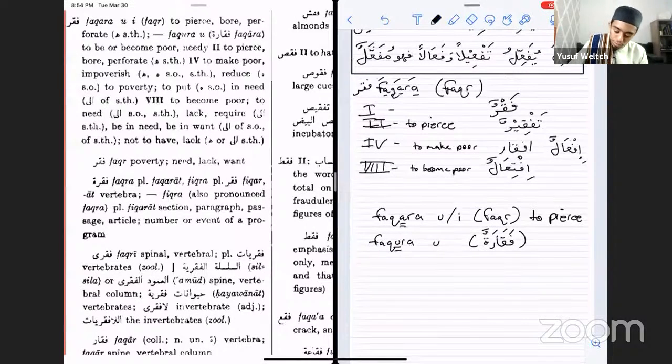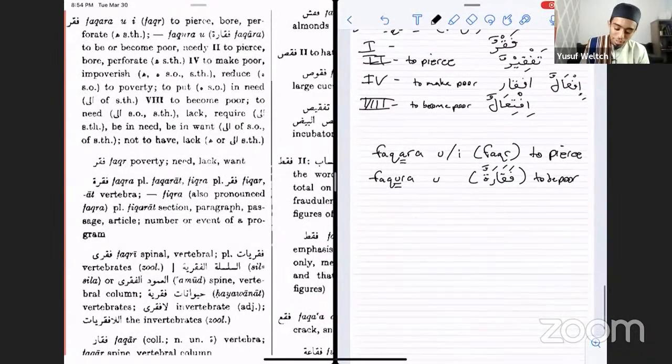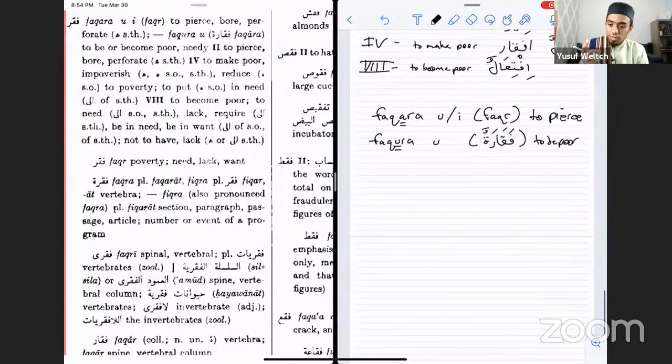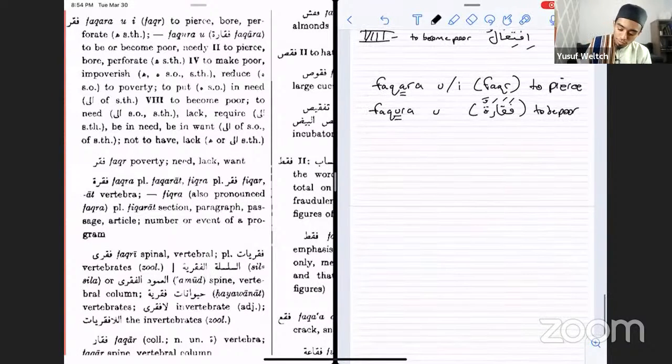Right, so depending on your use, this means to be poor. Depending on how you specifically use it in form 1, it has different meanings. Form 1 is different than all the other forms, first in how the past tense is written. The past tense can be written fa'ala, fa'ula, or fa'ila.